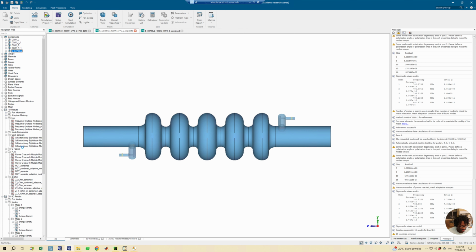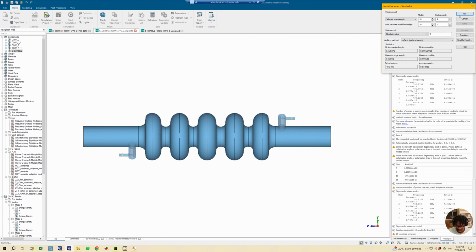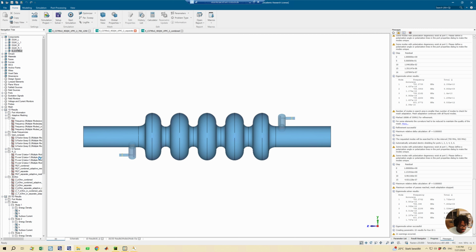So in the previous video, we looked at just the basic simple mesh, no refinement or anything. We just used these settings and compared the results and saw that for the frequency.